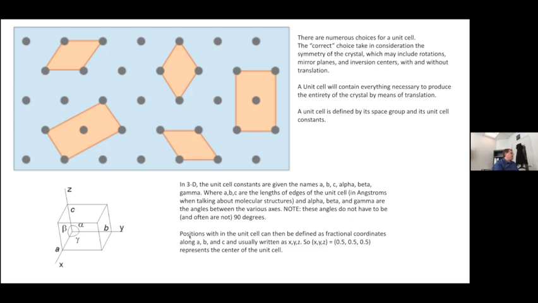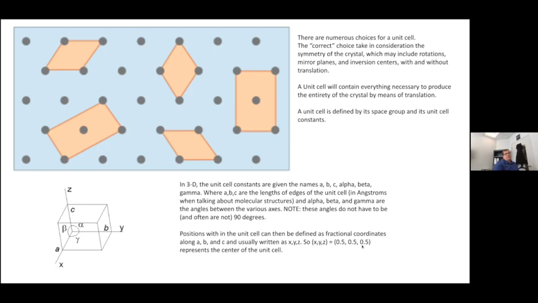And then the other common shorthand that we use is we refer to positions within a unit cell as fractional coordinates along those axes of A, B, and C. And they're usually given the indices X, Y, and Z. And so you'll see something like an XYZ of 0.5, 0.5, 0.5. And that would define the center of the unit cell.